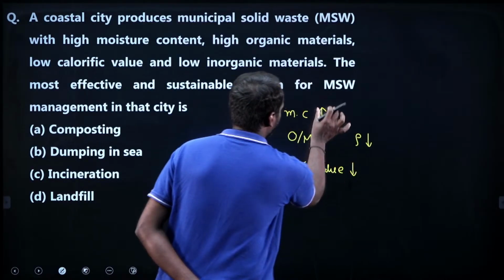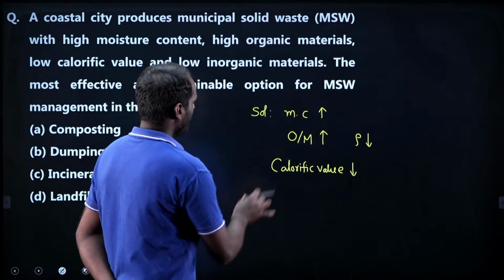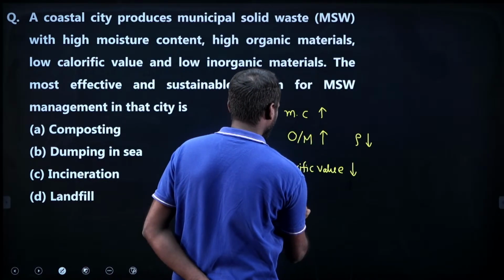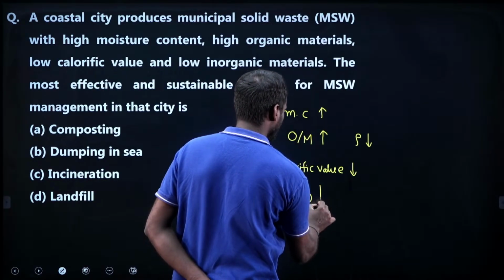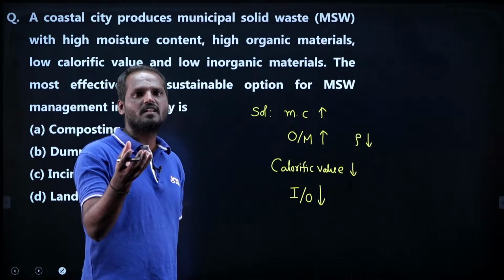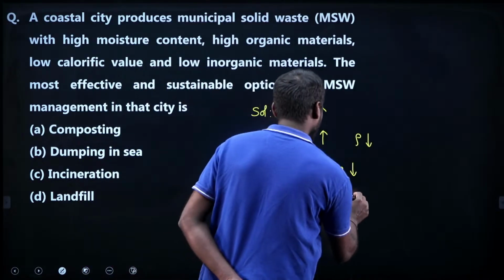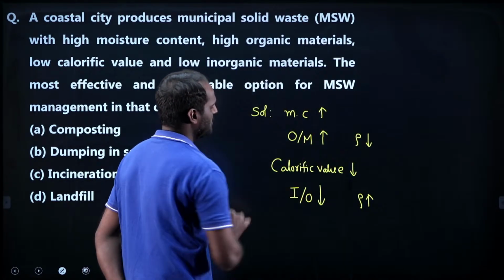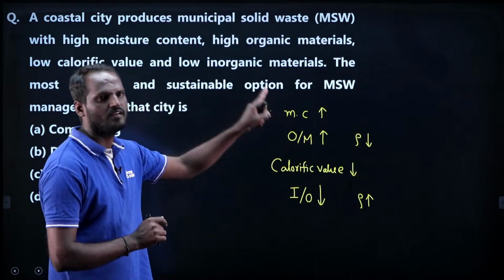These are all given properties I am writing. If organic matter in the given MSW is more, obviously inorganic matter is less. If you have more inorganic content, inorganic is having more density. Here I am writing: inorganic is having more density, organic is having less density. These are all given parameters in the given MSW.